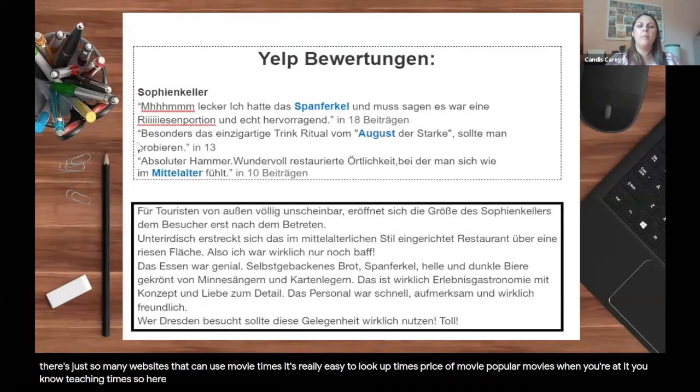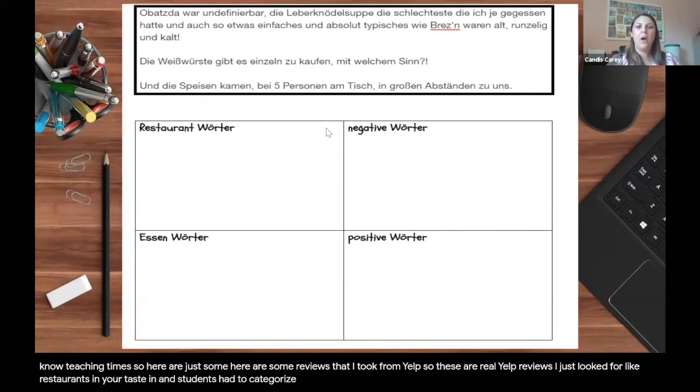Here are some reviews that I took from Yelp. These are real Yelp reviews. I just looked for restaurants in Dresden, and students had to categorize restaurant words, negative words, food words, and positive words. And then they wrote their own reviews for a restaurant near them that they like and don't like.